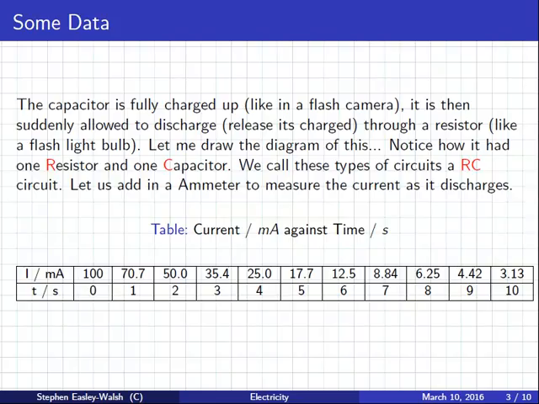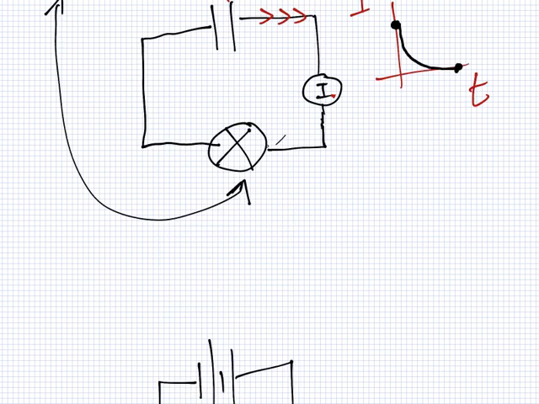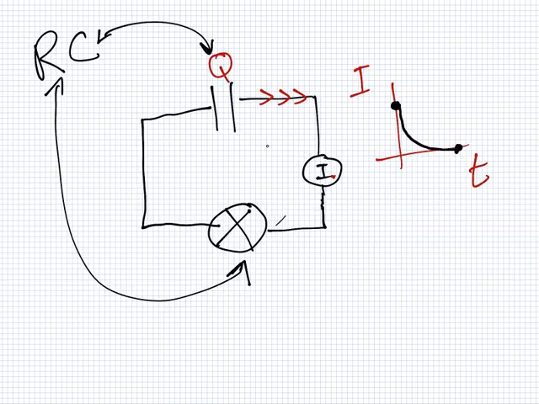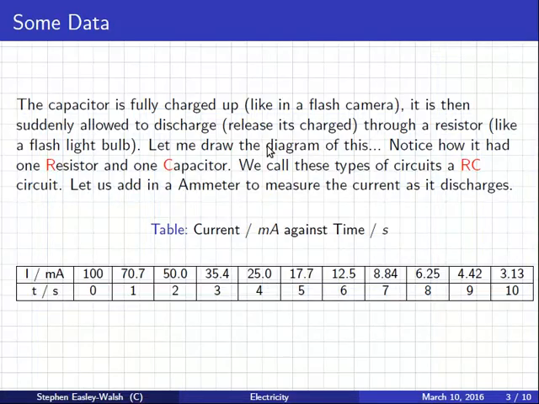I'd like you to write this table down in your notebook as an example of some data for this. Oh, and also I would like you to draw the RC circuit here like this. So we have one capacitor and then one resistor. Yeah, you can draw it like that. So one capacitor and then one resistor. Could be a light bulb, yeah.